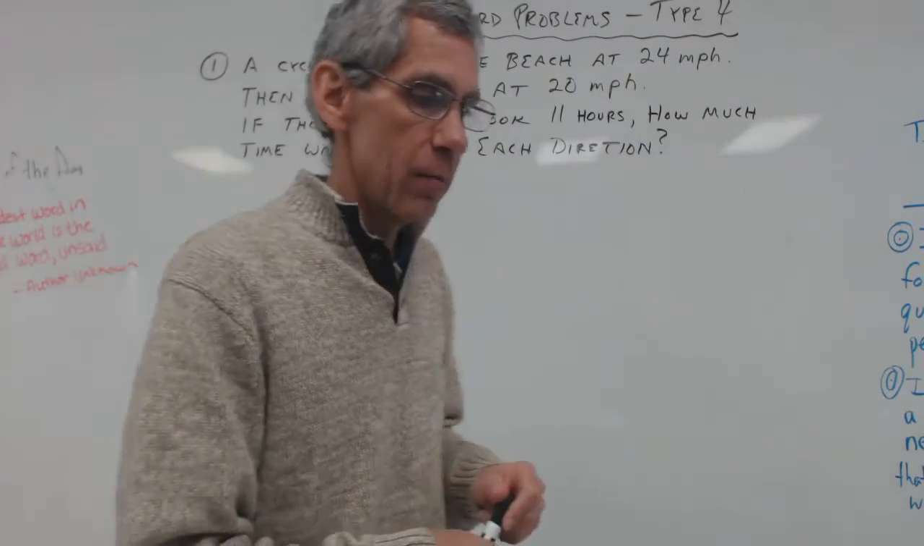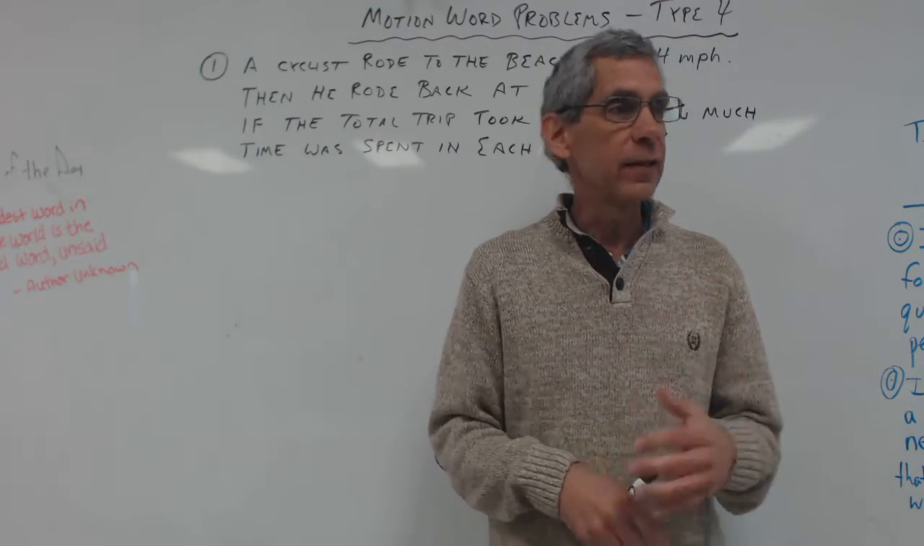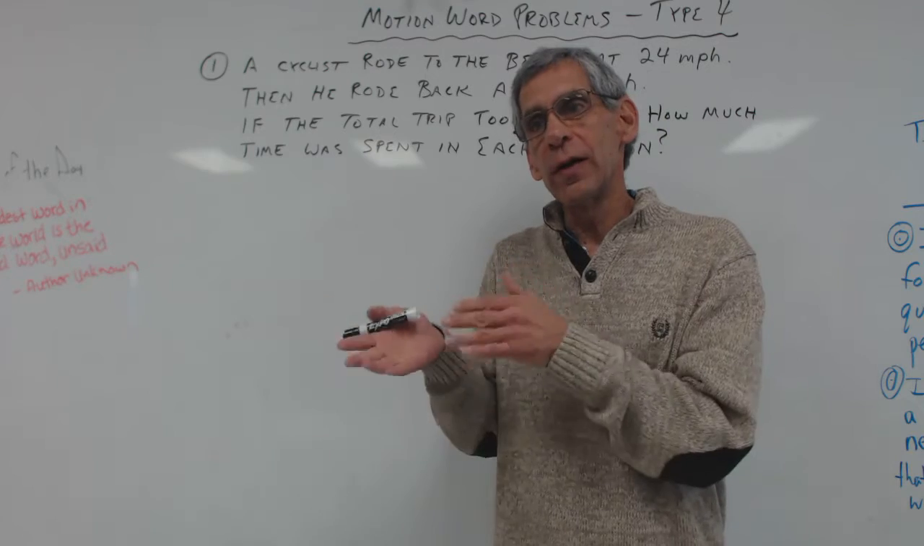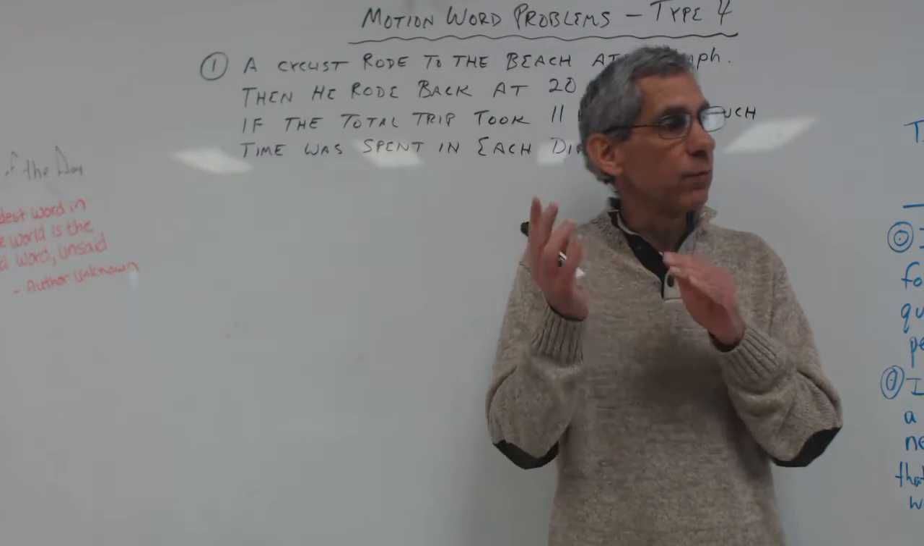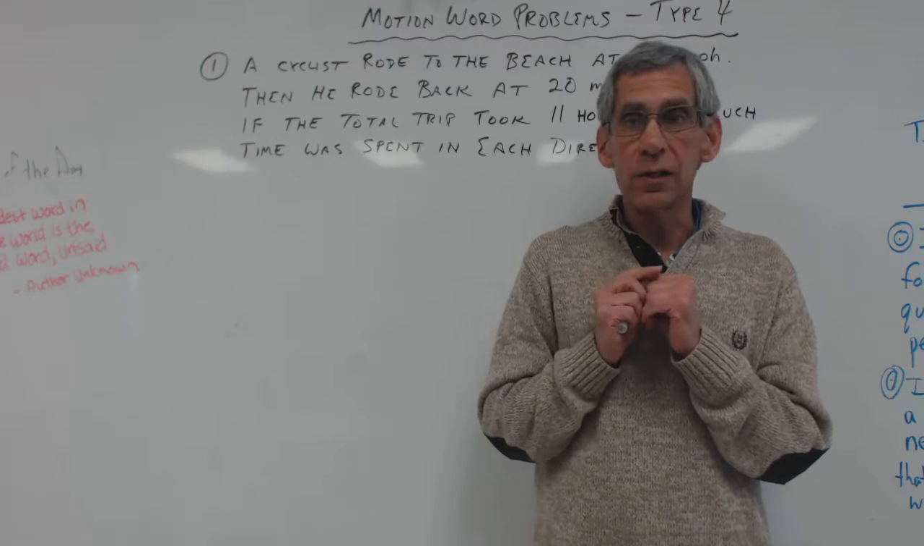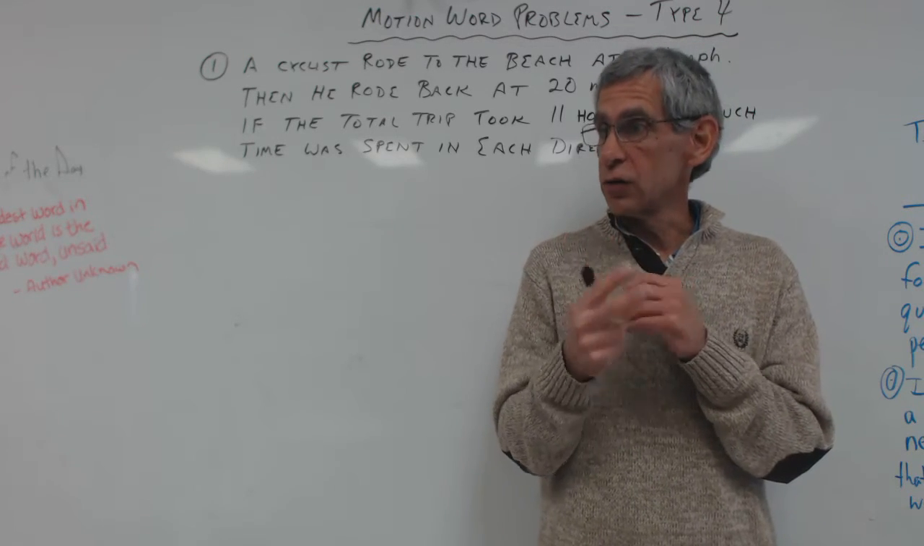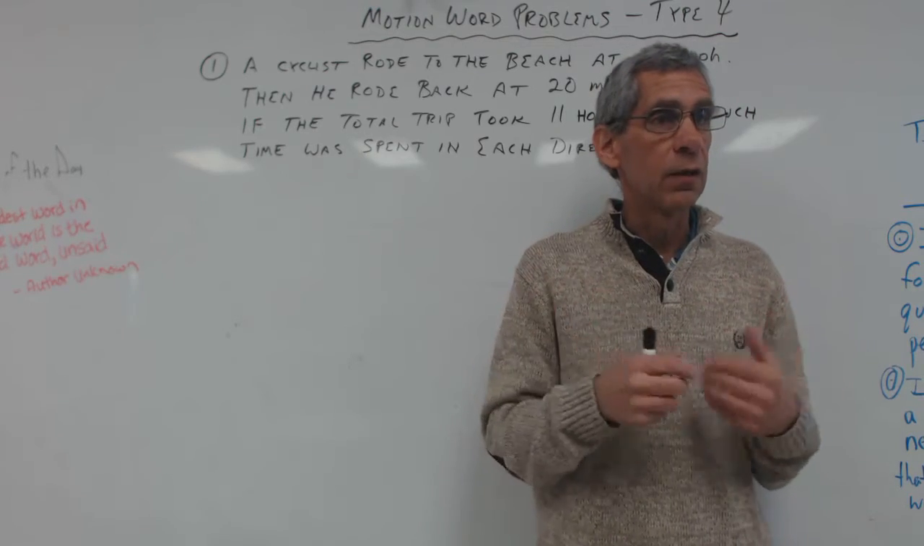We are going to do motion word problems. Again, we keep adding more complexity to it. Basically, at this point, all the word problems you've been given with motion, relating to rate times time equals distance, have involved two people. Am I right? Or two cars, or two vehicles, or two something, right?